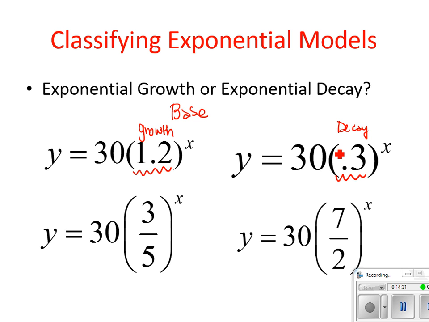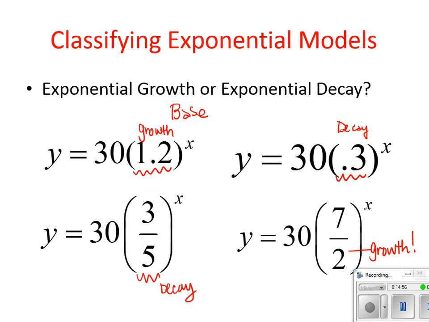Your base can never, ever, ever be negative. 3/5. Yep. That is decay. 7/2. Oh, I got you, didn't I? Because it's a fraction, so you're thinking it's decay, but 7/2 is 3.5. That's actually growth. So be careful with those. Not all fractions are between 0 and 1.